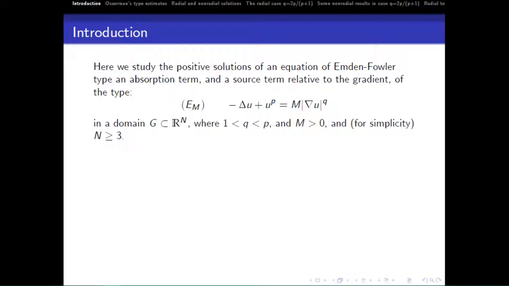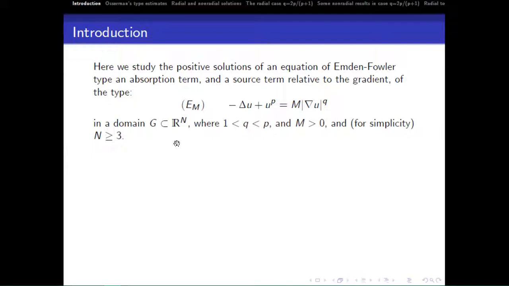So here I study the positive solution of this equation of Emden-Fowler type with an absorption term u to the p and a source term relative to the gradient of u to the q, and m is supposed to be positive. Q is less than p, and for simplicity with all the values.